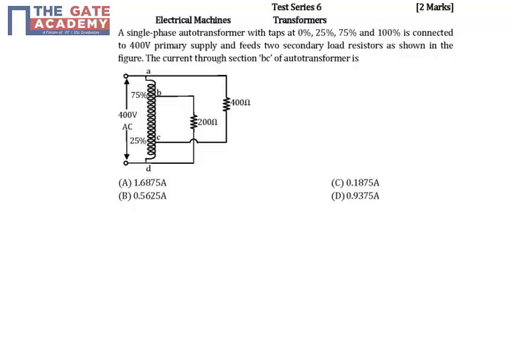He has given a single phase autotransformer with different taps, and if you see the secondary of the autotransformer, it is feeding different loads at different tapping points. What is the current flowing through the section BC of the autotransformer? So he is asking the current in this section.